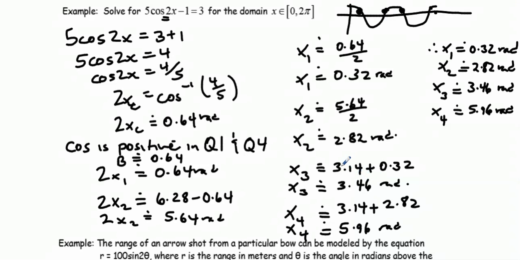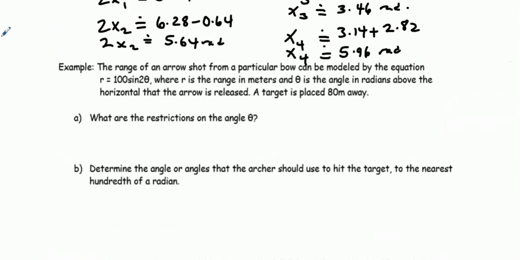So that's why I was able to generate the next two just by adding pi to the previous two. Okay? All right, we're almost there.